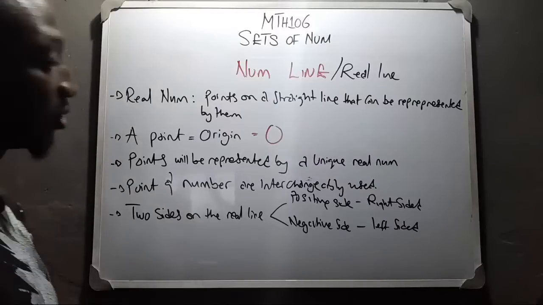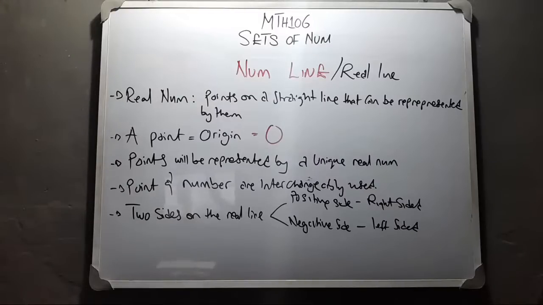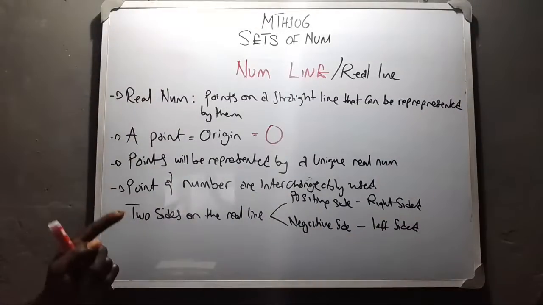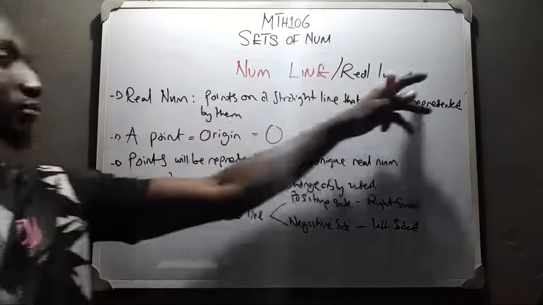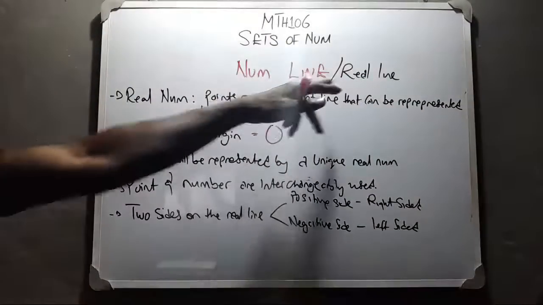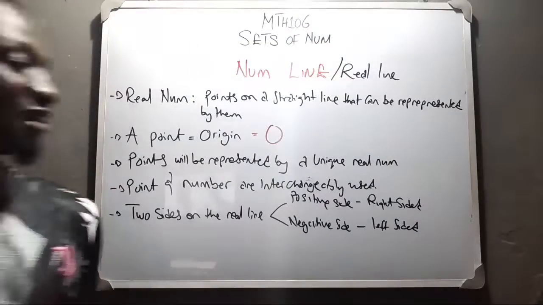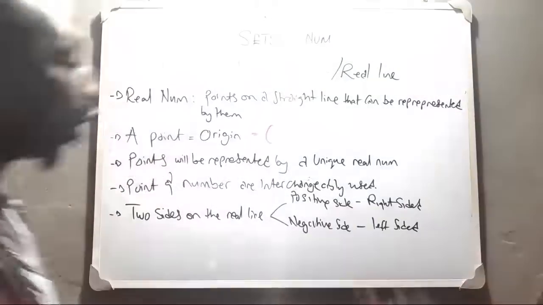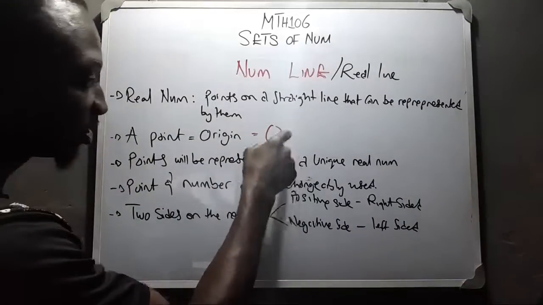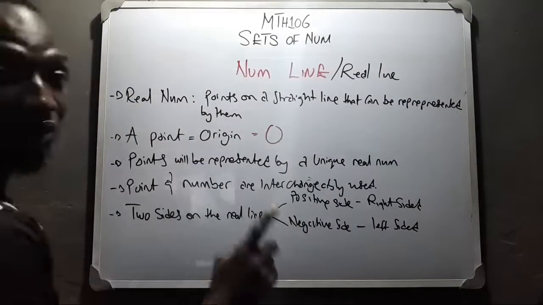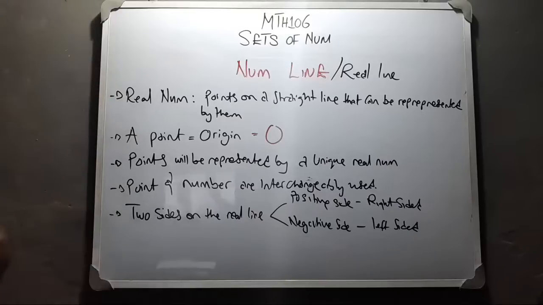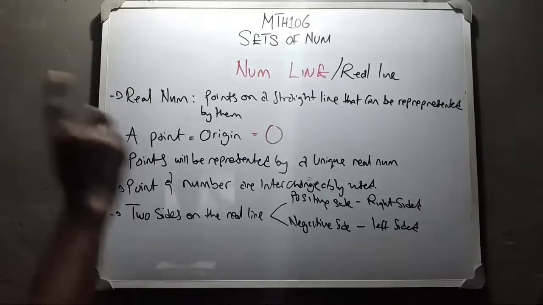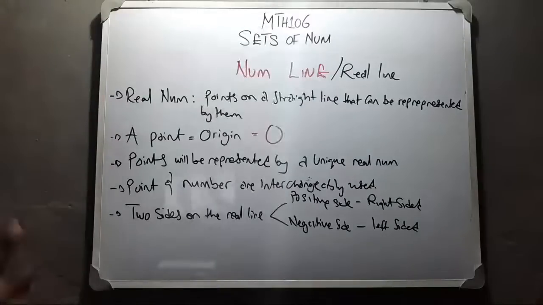So now don't forget that the right side is the positive side on the number line, or the real number line. The right side is the positive side, while the left side of the origin, which is at the center, is the negative side. There are two sides, the positive and the negative. The positive is the right side and the negative is the left side.